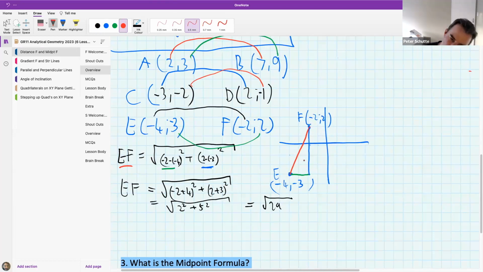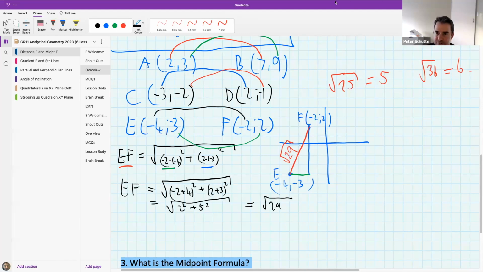And so this red bit would be the square root of 29, which, since the square root of 25 is 5 and the square root of 36 is 6, I'm guessing is somewhere around 5.5. But we can just leave it in surd form, which is square root 29. Okay, I feel like obviously you need some more practice on distance formula, but you've got the main idea.